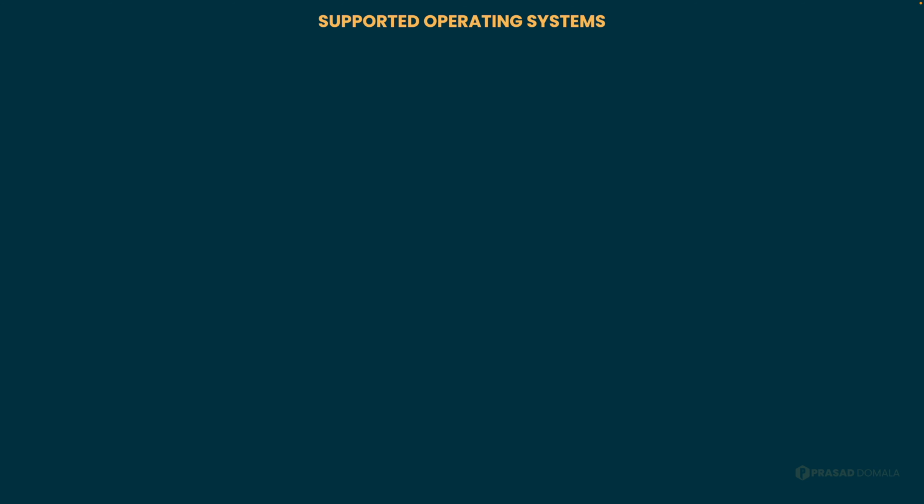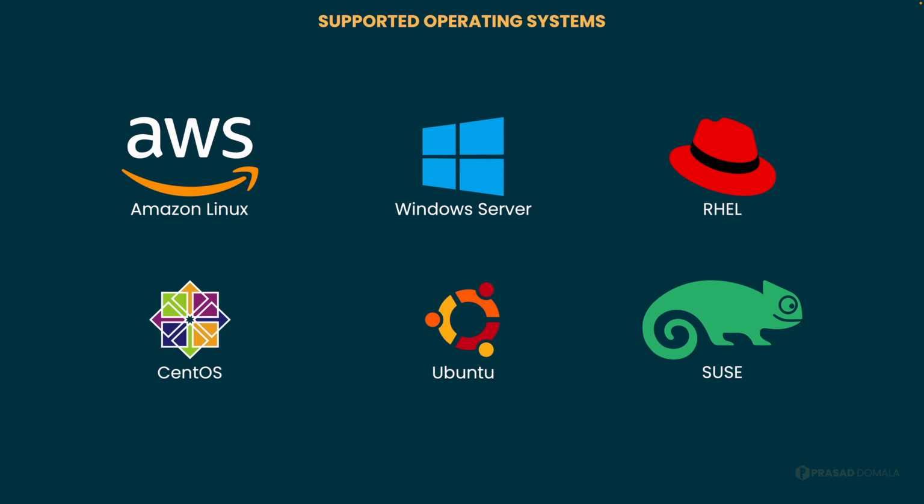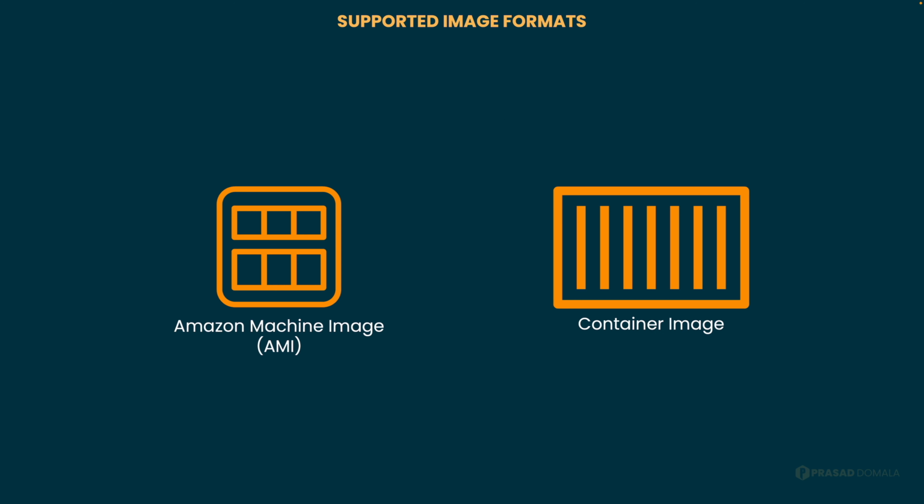Image Builder supports all major operating systems and versions like Amazon Linux, Windows Server, Red Hat, CentOS, Ubuntu, and SUSE. And Image Builder supports AMIs, that is Amazon Machine Images, using which we can launch our EC2 instances. We can also build container images using Image Builder and use them in ECS, EKS, or any other container-based service from AWS or other cloud providers. So in this video, we shall be concentrating on building Amazon Machine Images.